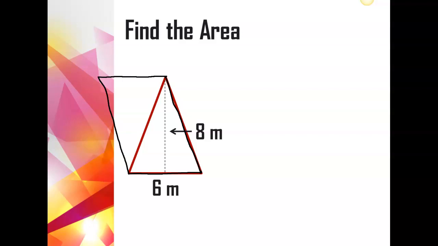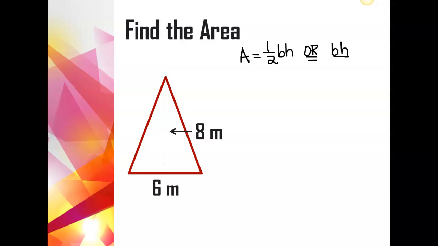However, I'm probably not going to want to draw this every time, so I can simply apply my formula. The formula to find the area of a triangle is 1/2 times base times height. Or I can write base times height divided by 2. Either way will work.